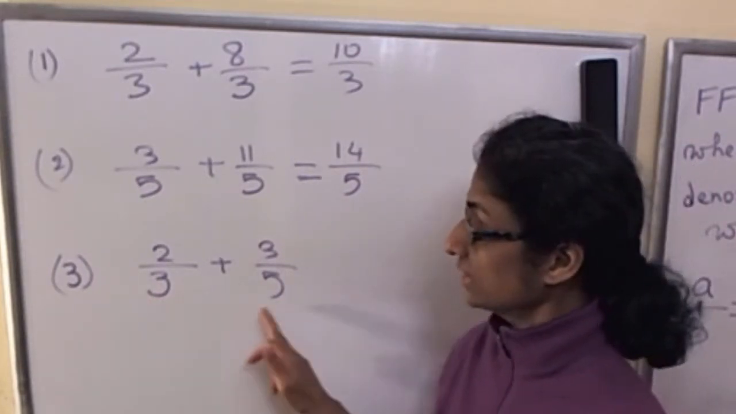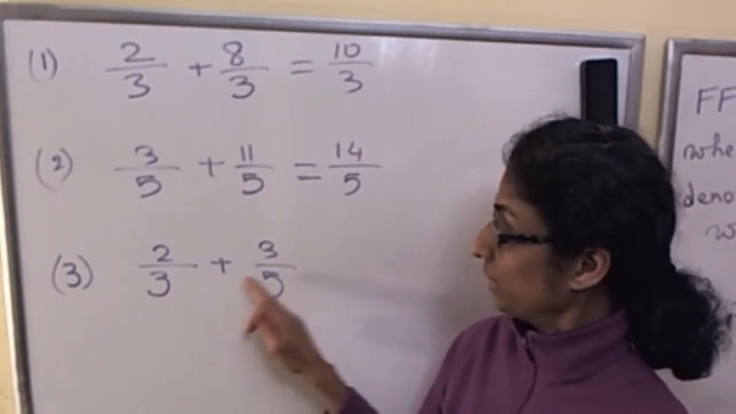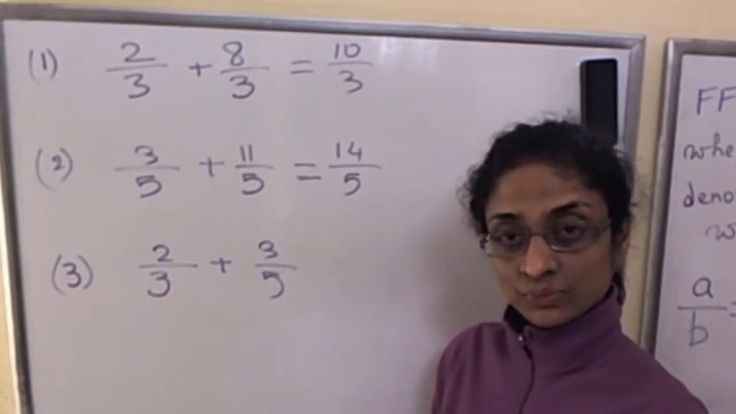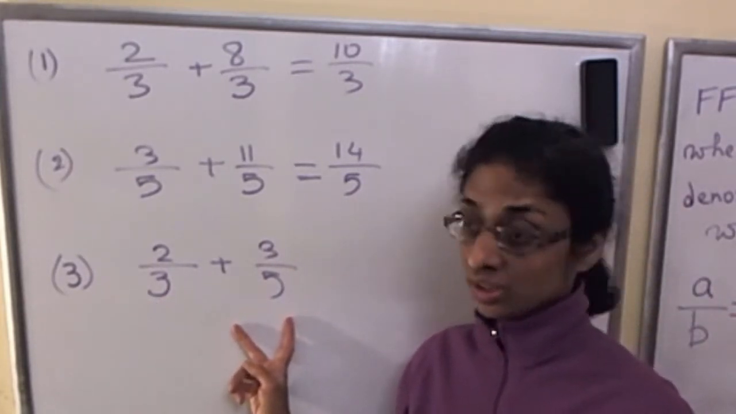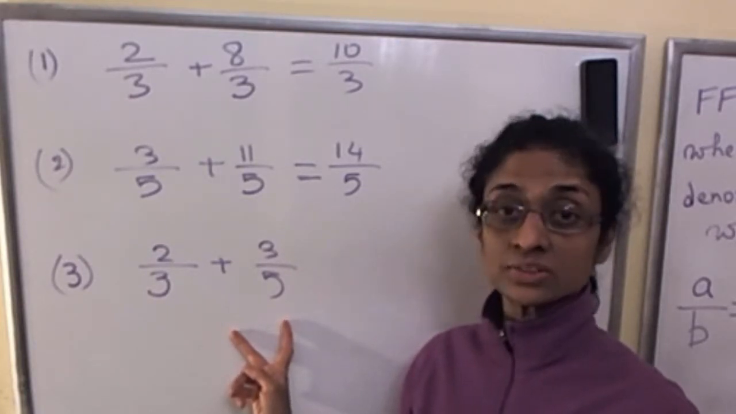Now let's look at this third example. 2/3 plus 3/5. What is this? How do we think of this addition? What's the definition of this addition? Concept-wise, it's still the same.